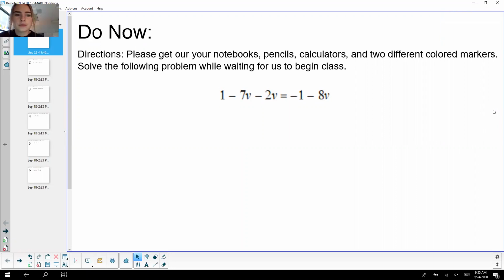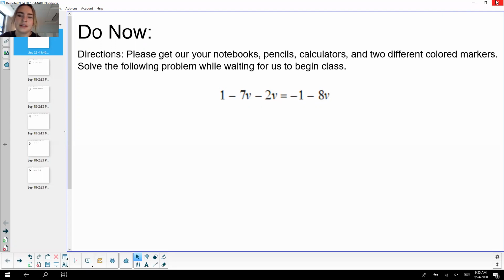Here we go. Okay, so directions. Please get out your notebooks, pencils, calculators, and 2 different colored markers. So make sure you have something to write on, to take notes with, a pencil, and a calculator. The 2 different colored markers, we'll use for different types of terms. So if you like to draw boxes and triangles or circles, you can do that.